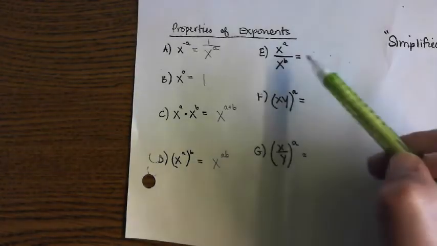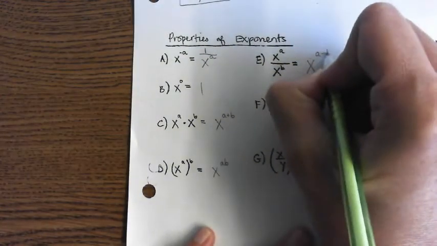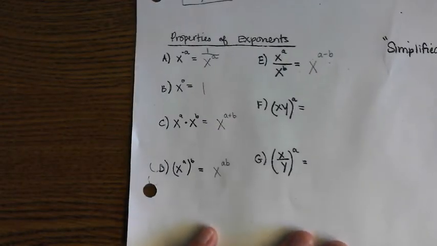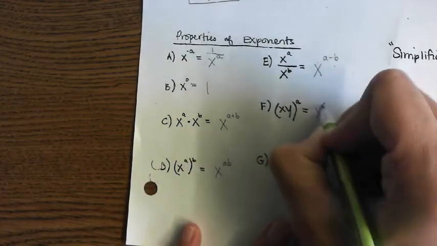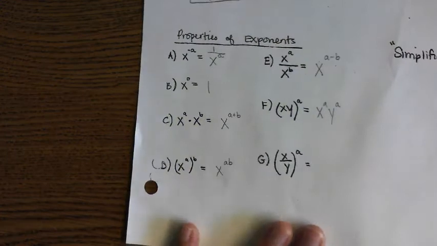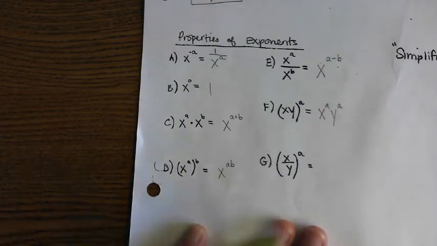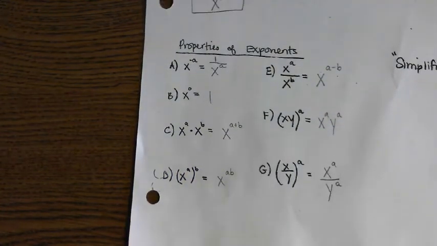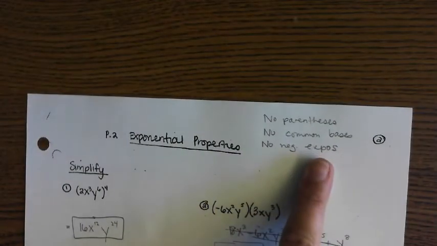Julia? X to the a. Very good. Mitch? Very good. X to the a, y to the a. And lastly, Morgan. Excellent. And you know what? Now that I see it, that's where I should have written the other stuff that we already wrote up above. Okay?